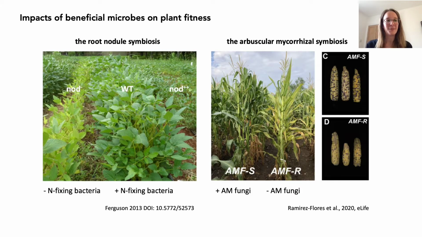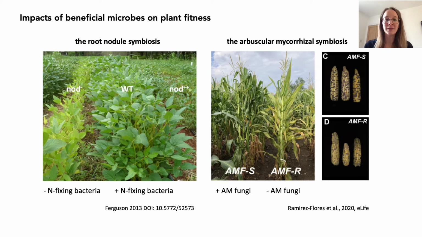To illustrate these benefits, here's an example of the root nodule symbiosis, where we've got soybean plants that are able and are not able to enter symbiosis with nitrogen-fixing bacteria. On the left here, we've got plants that cannot establish this symbiosis. And on the right, we've got plants that are able to do this. And you can see very clear differences in plant growth. These ones are much greener and much bigger than the ones that are not establishing this symbiosis.